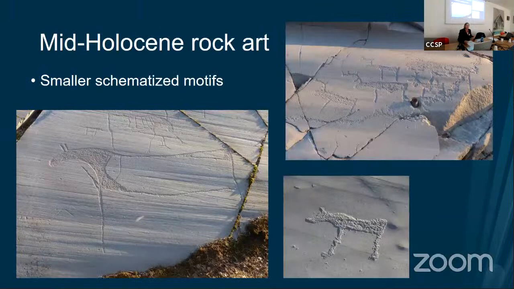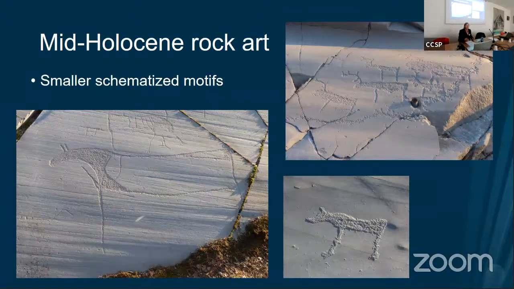In the later period, in the mid-Holocene, we see a very different style of rock art. So we have smaller, schematized motifs, much more similar to what you might find here at Valcamonica, in fact. So again, there's a variety of motifs. Some of the very prominent ones, certainly some of the early periods, are again the elk, as you see here, the reindeer, and the bear. But you can also see that even though you can easily identify what animal we're talking about, they're not the same sort of naturalistic. They are more schematized.